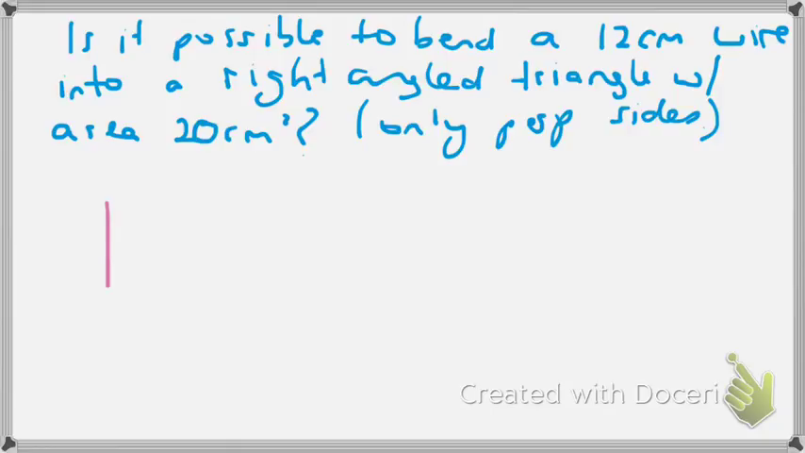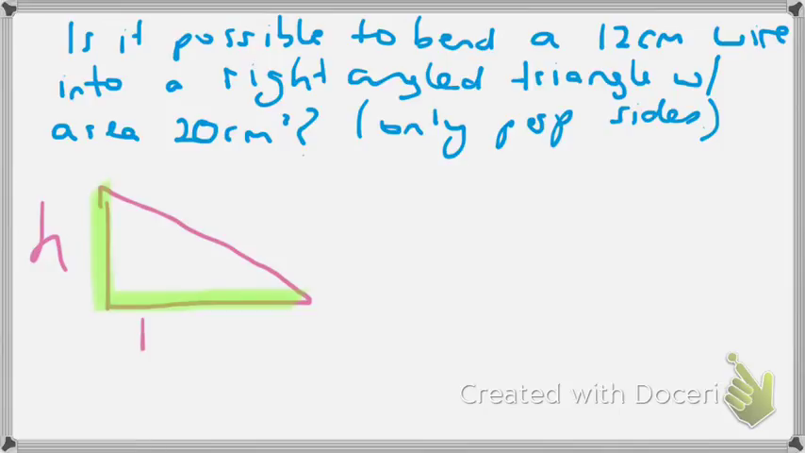So what this means is, here's my right angle triangle. The wire is these two side lengths, and if this thing here is h, then this thing here must be 12 minus h, because the two sides must add to give 12, because it's a 12 centimeter wire. Okay, so let's do the area.